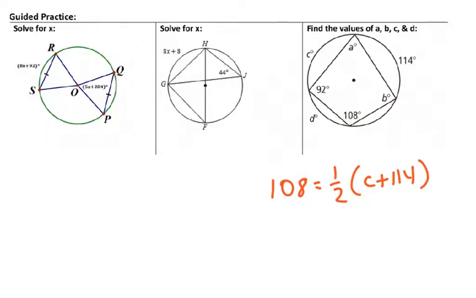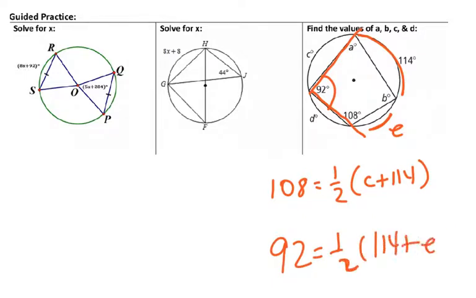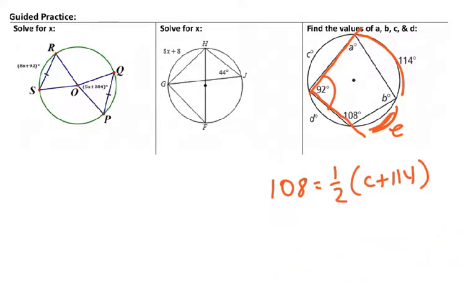If I knew this one, 92 right here, I would know that 92 is equal to half of 114 plus, I don't have a name for that one, so I could call it something else if I wanted to. I could say 92 is equal to half of 114 plus E, and so I could solve for this little piece right there. However, since that's not one of my A, B, C, D's, I'm not immediately concerned about solving for that.